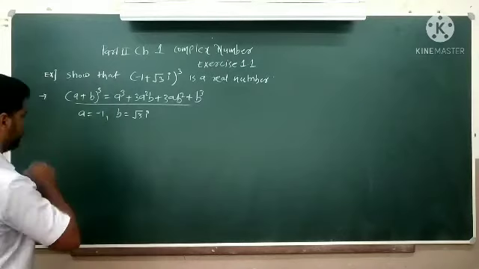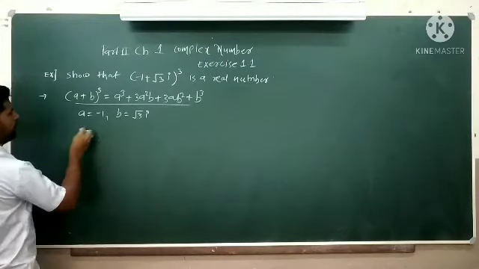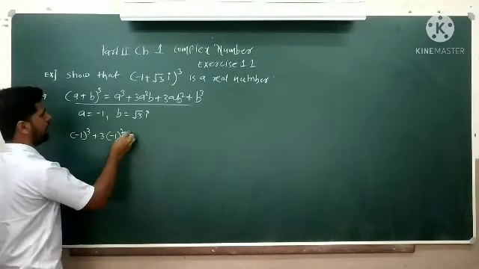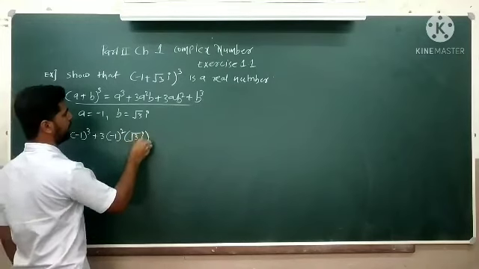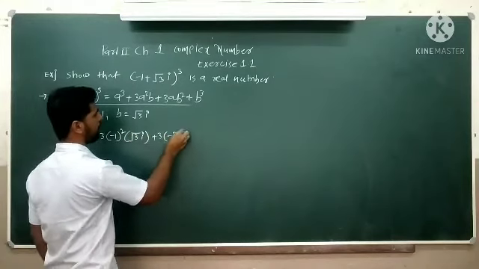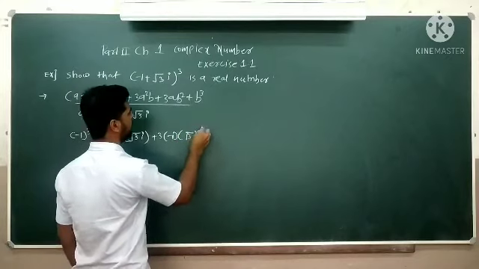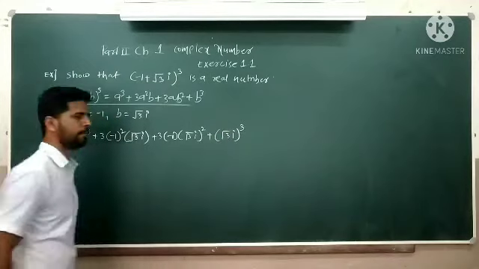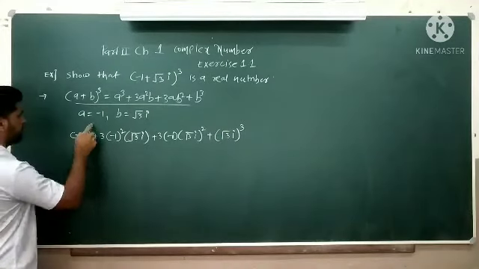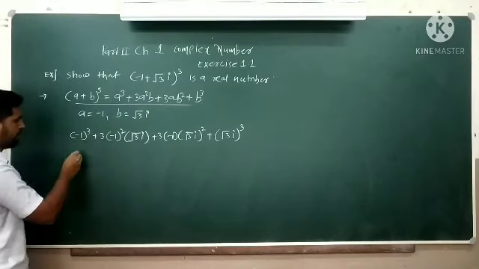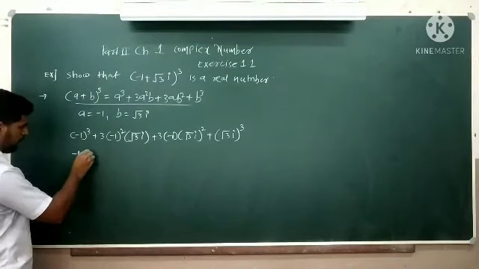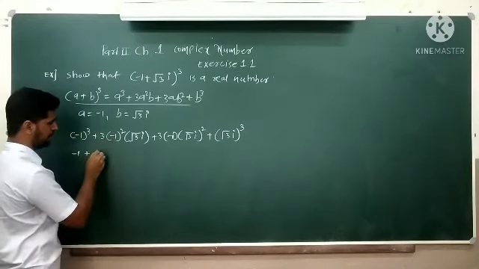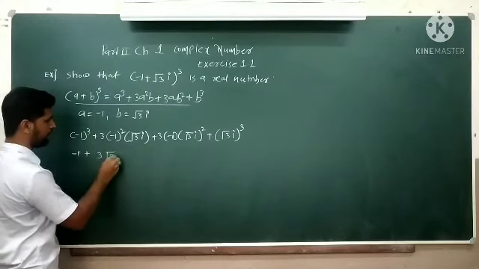Okay. Now use this formula. a cube: now we have to take minus 1 cube plus 3 times a square, that is minus 1 square, and b is root 3 i, plus 3 times a, that is minus 1, b is root 3 i, and their square, and b cube is root 3 i cube, like this. Okay. Now simplify this. Minus 1 cube: when you have an odd number as a power, that minus 1 is left as it is, that is minus 1, plus. Now 3 times minus 1 square is 1 into 3 is 3, and root 3 i as it is, because they are in multiplication form.